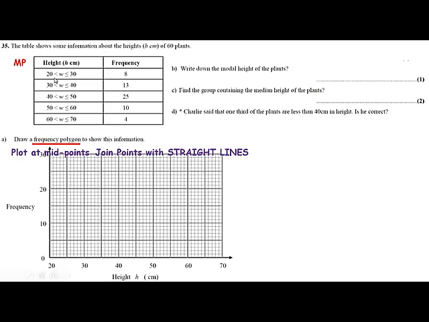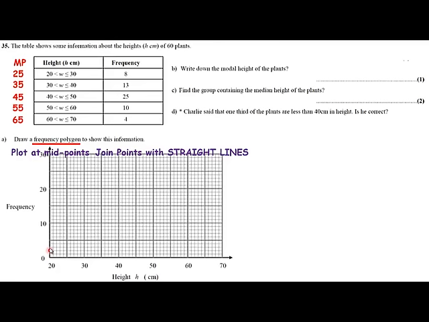Think about what the midpoints of each of the groups are. So there are my groups. What's halfway between 20 and 30? That's 25. 30 and 40, 35. 40 and 50, 45, and so on. Now, when it comes to plotting the points, I need to go to 25 and then a frequency of 8. So there's 20 to 30, 25 is exactly there.